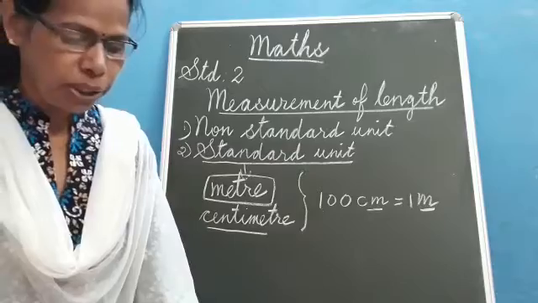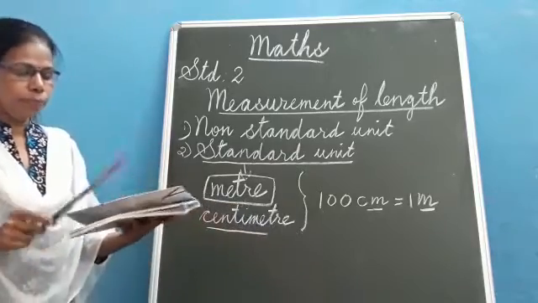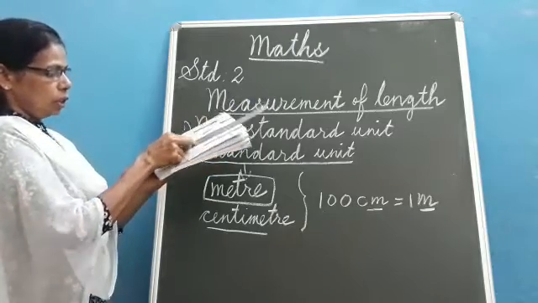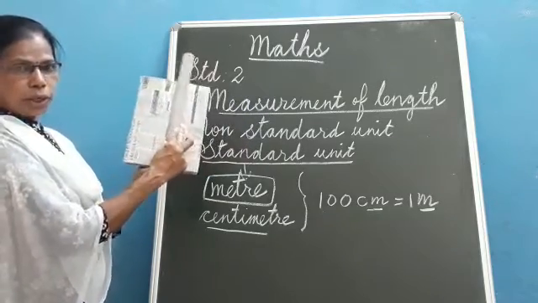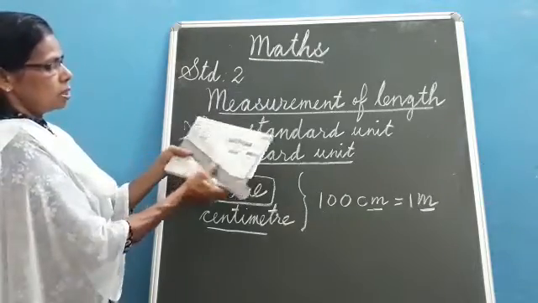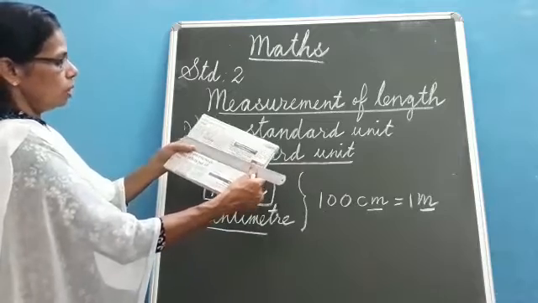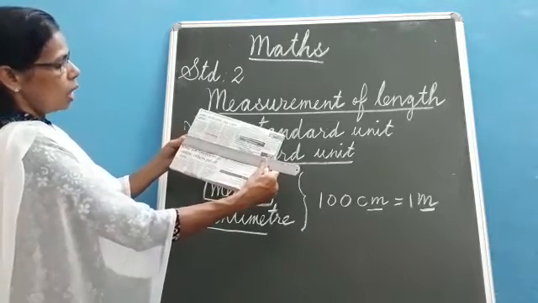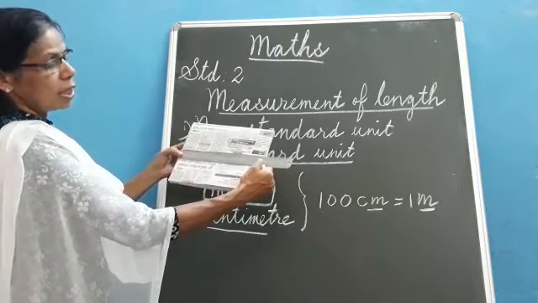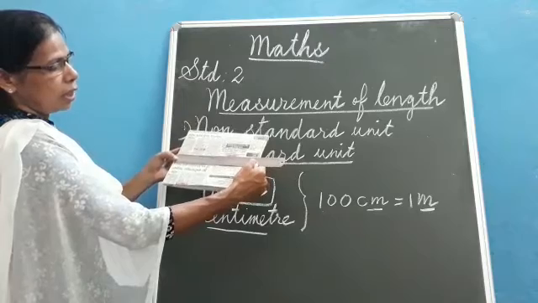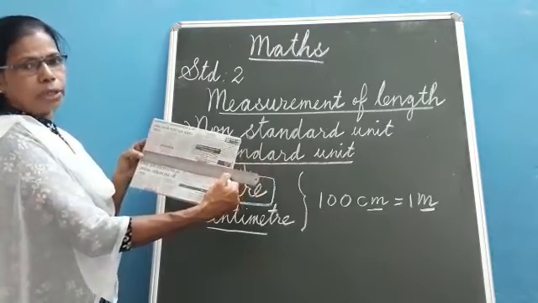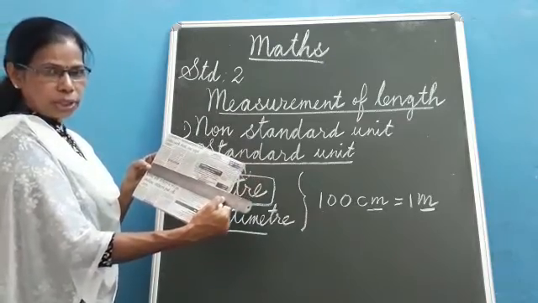If you want to measure the length of your maths book, take the maths book, take your scale. I am using a big scale. Okay. Put the scale against the book and one end should be on 0. Okay, and see the number on the other end. It is showing 24. So the length of your maths book is 24 centimeter.